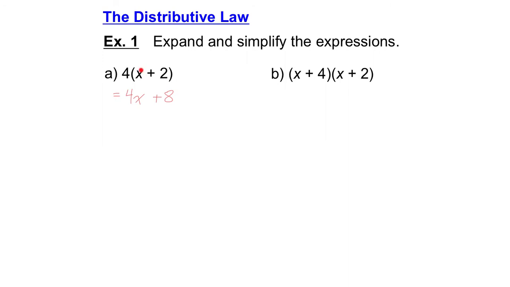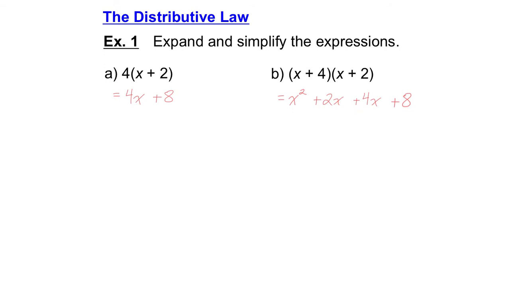Now just like here, each term in the brackets gets multiplied by the number in front of the brackets. Here we have two terms in the brackets getting multiplied by two terms in front of the brackets. So the way you can think of this is each term in the brackets gets multiplied by each term in the other set of brackets. So x gets multiplied by x. x gets multiplied by 2. 4 gets multiplied by x. 4 gets multiplied by 2. So I end up with x squared plus 2x plus 4x plus 8.